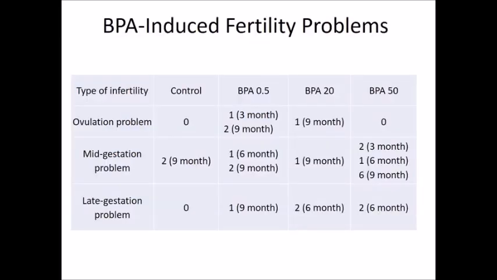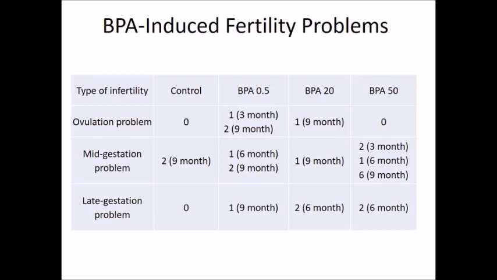Now, we looked at different reasons for these fertility problems, and I put them here in tabular form. So we had some animals that had a fertility problem because of problems with ovulation. We had none of these in the control, but we had some in the lowest dose and middle dose of BPA. We also had some animals that had fertility problems because of problems in mid-gestation. They got pregnant, but they lost that pregnancy during mid-gestation.